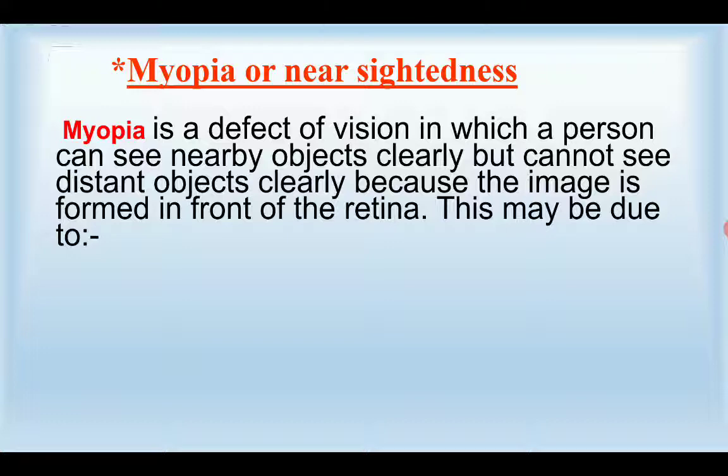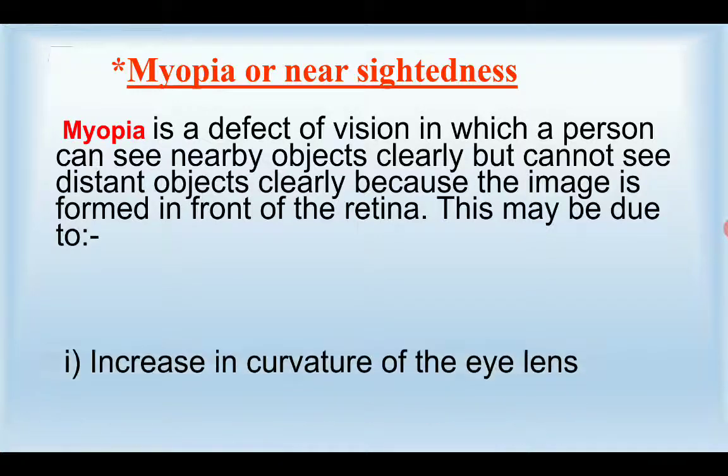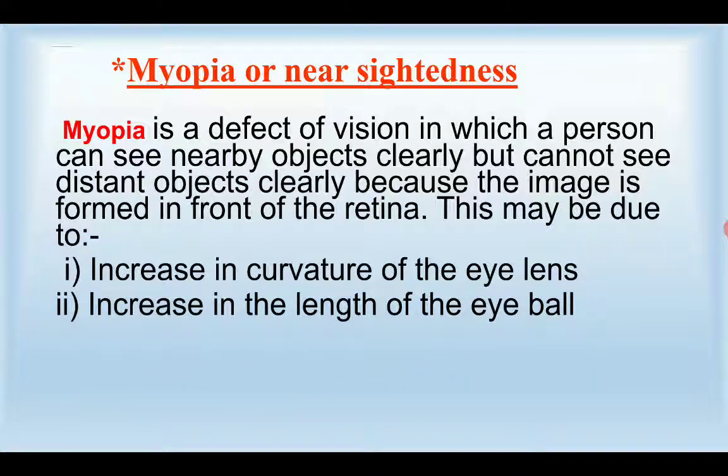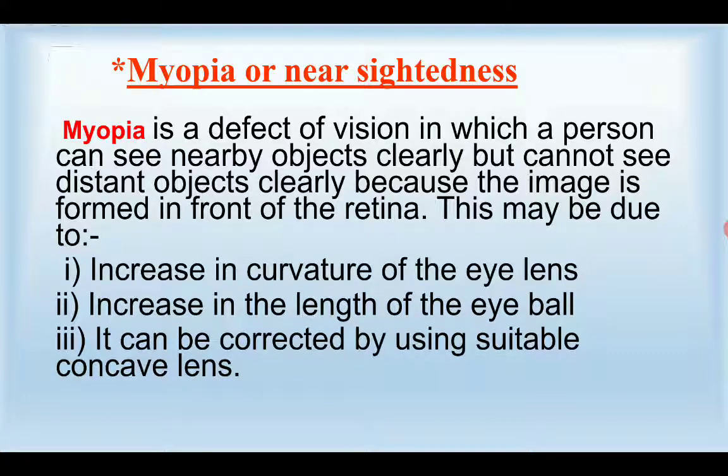So the image is formed in front of the retina, and there are many causes for this myopia. The first one is an increase in curvature of the eye lens. Next is an increase in the length of the eyeball. It can be corrected by using a concave lens of suitable focal length. Now let us understand this myopia or nearsightedness with the help of a ray diagram.